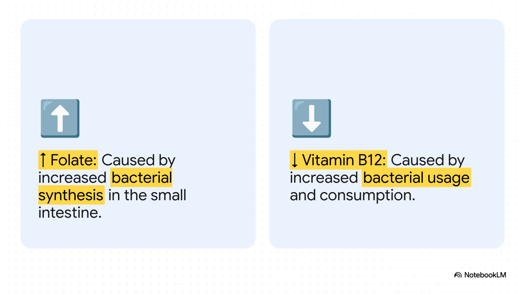So why the high folate and low B12? Well, it's all about what these extra bacteria are doing. They are like little folate-making machines, churning it out right there in the small bowel where we can easily absorb it. But they're also greedy. They gobble up all the vitamin B12 for themselves before our body gets a chance to absorb it. Seriously, lock this pattern in your brain for your exams.